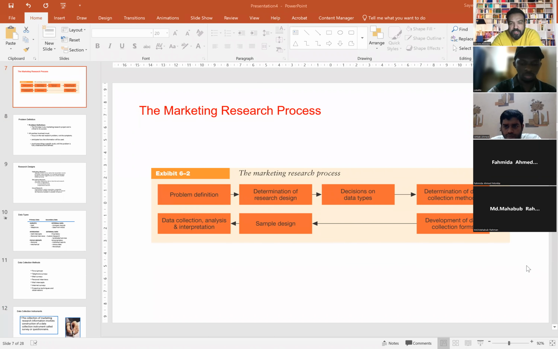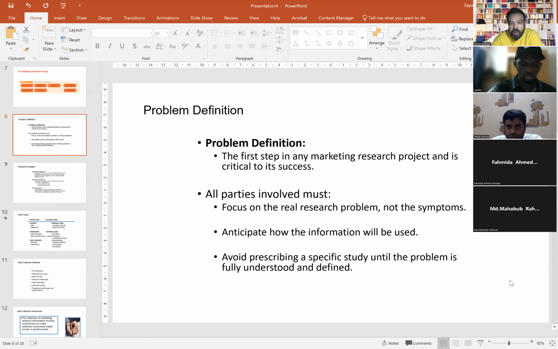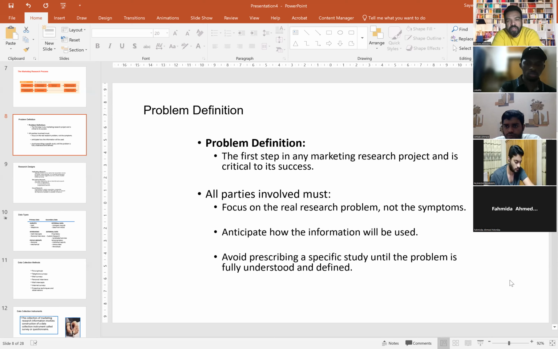Problem definition is step number one in the marketing research process. What is problem definition? As the name suggests, problem definition is all about understanding where the gap is. Where is the problem? So problem definition starts with symptoms. What is the symptom, right?